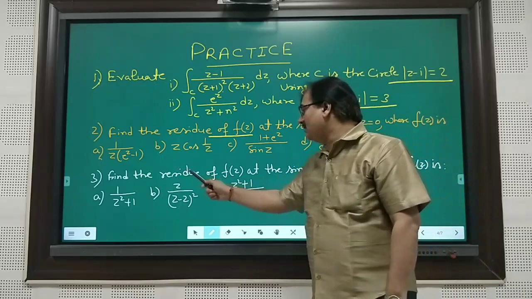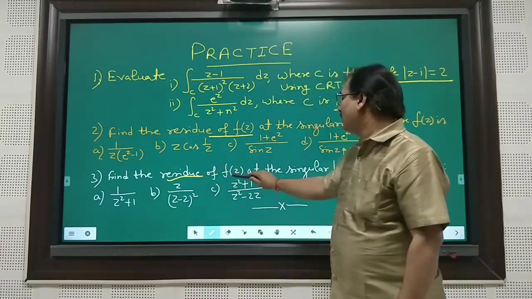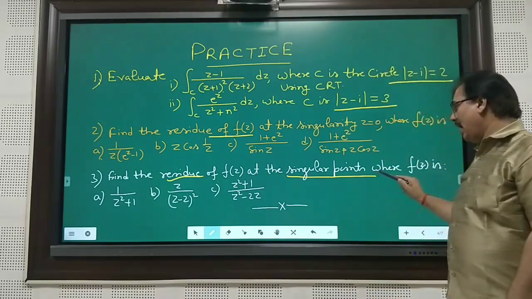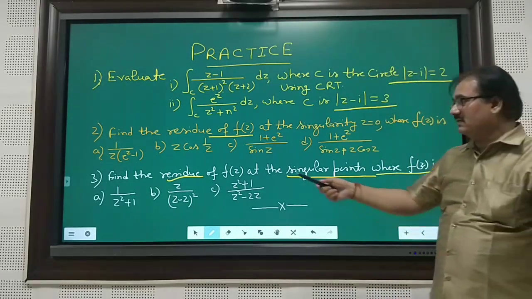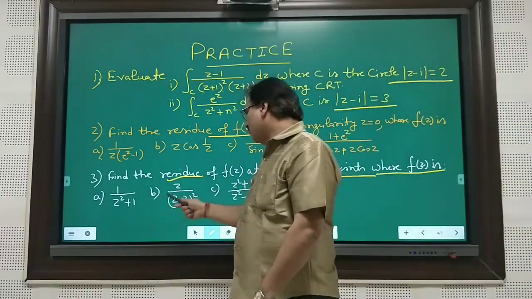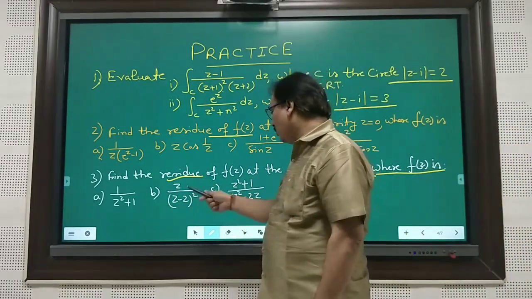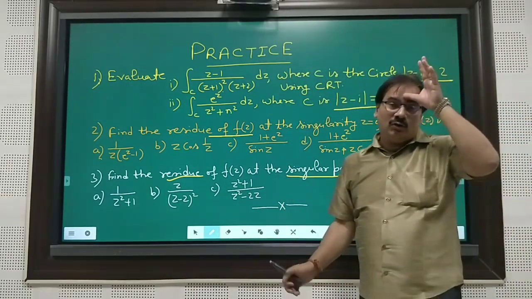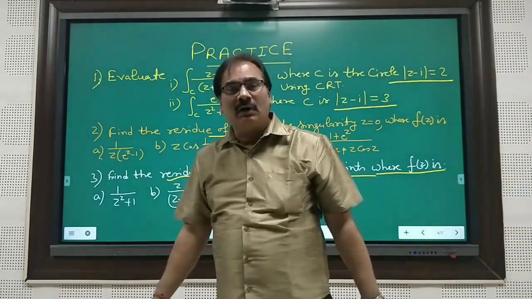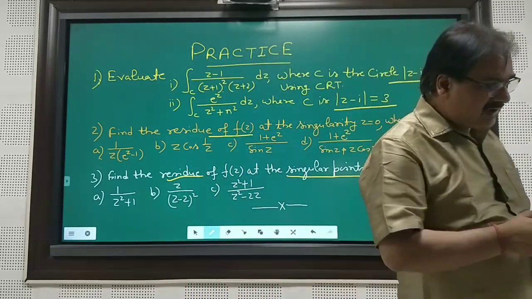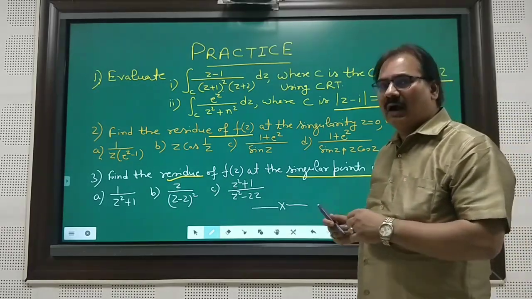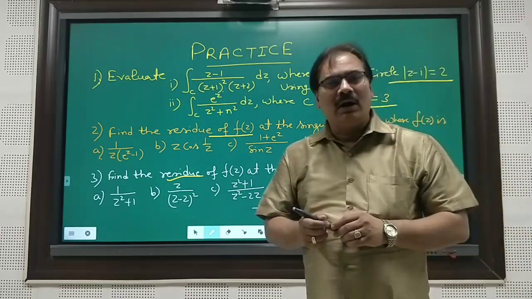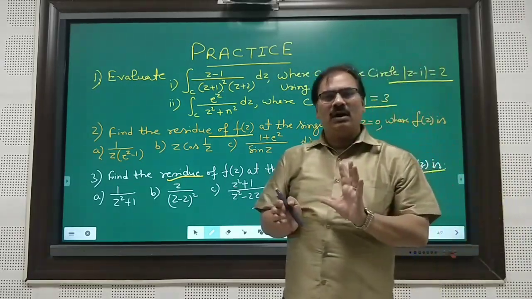And the third is, find the residue of f(z) at the singular point, here at the singularity z is equal to 0, where f(z) is 1 over (z square plus 1), z over (z minus 1) whole, (z minus 2) whole square, 1 plus z square minus 2z. In this way, you will get good practice in how to find the residue, poles, and essential singularities at a singular point. Okay.